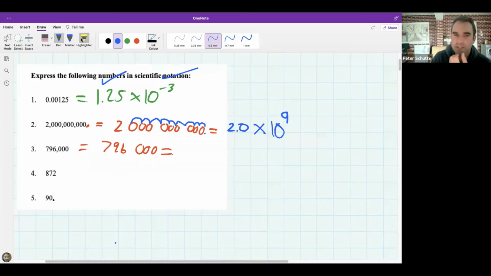Because, and it kind of makes sense. If I said 2 billion is the same as 2, you'd go, no, it's not. You're lying. So we need the extra bit at the end to make the number even bigger. But as scientists, we really like to be able to see the number separated out like this. Okay, so 2.0 times 10 to the 9.